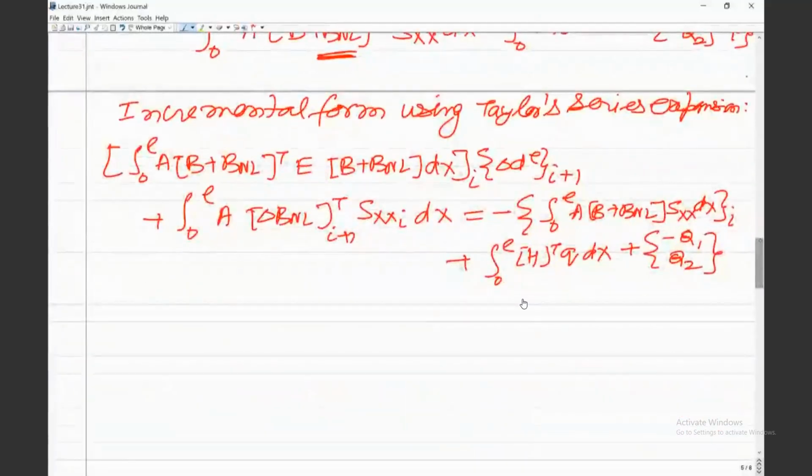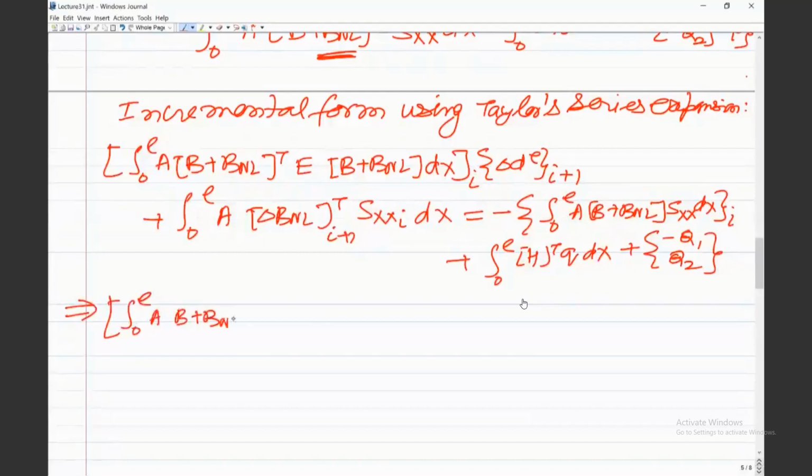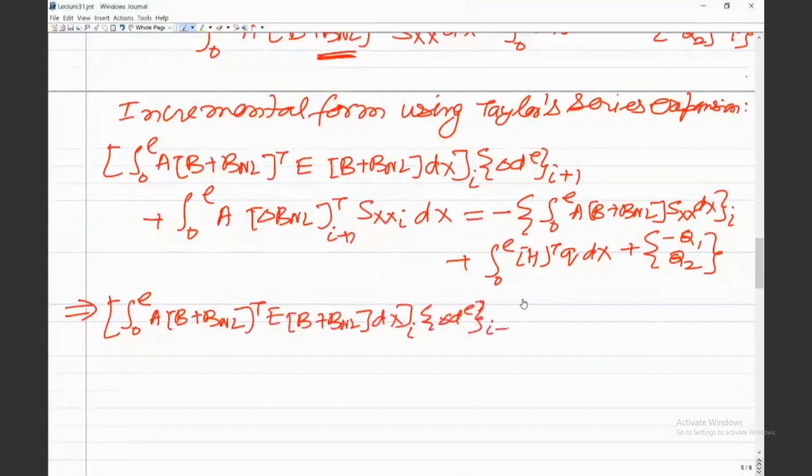As far as this term is concerned, now let's look at basically this term. So let me rewrite this again. The first term we are keeping as it is. So that is integration 0 to L (A B plus BNL) transpose into E (B plus BNL) dx, whole thing evaluated at previous iteration into delta d e at i plus 1. So this is as it is.